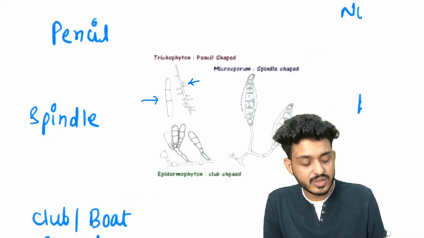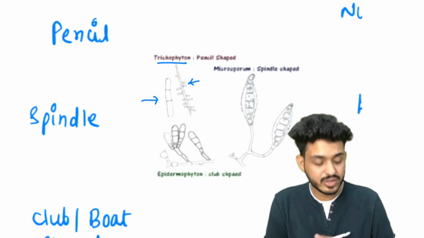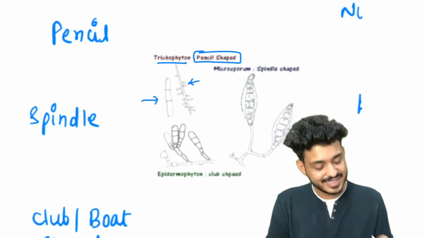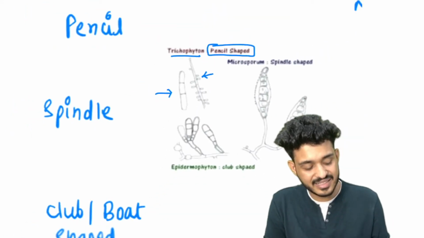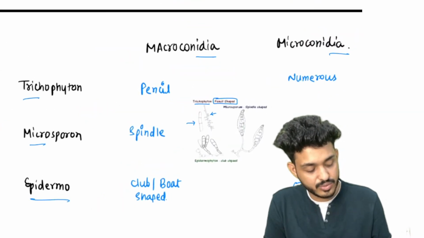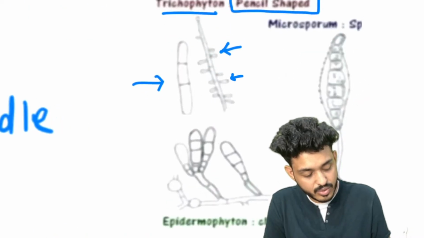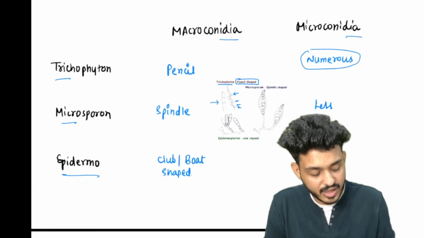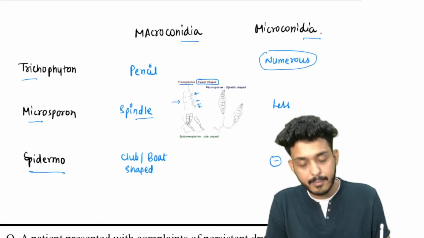Okay, so first of all let's talk about Trichophyton. Which type of macroconidia will you have? That is your pencil shaped macroconidia, and microconidia will be numerous. You will be finding numerous microconidia. Can you appreciate multiple microconidia are there? So this is your Trichophyton.